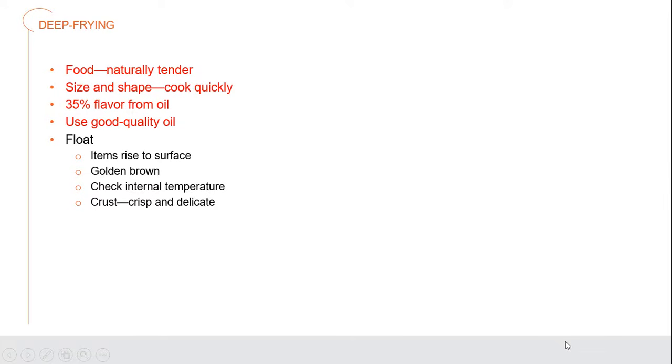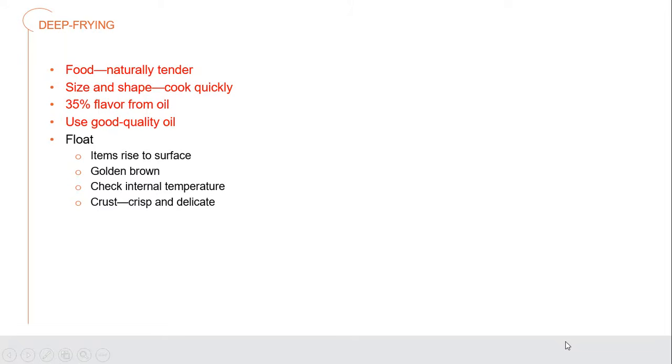So when we're deep frying foods, you generally want to select things that are naturally tender. Make sure that the shape and the size are even, and they're smaller, so that we have quick cooking, but even cooking as well. 35% of the flavor from deep fried foods comes from the oil that you're actually cooking in. So obviously we have to make sure we have clean oil, and use good quality oils as you're doing this. It's very important for the quality of your food.